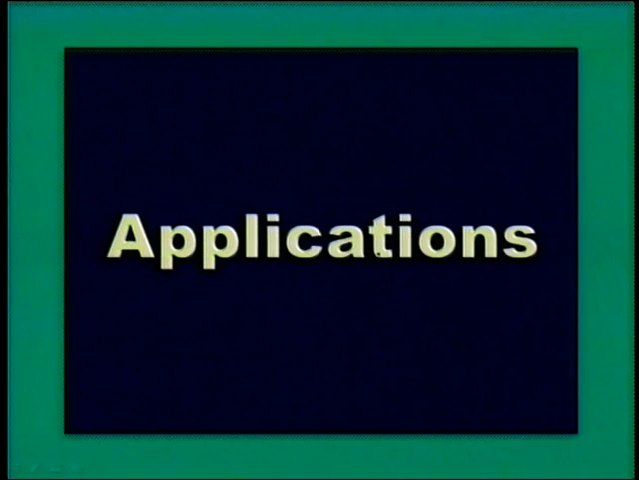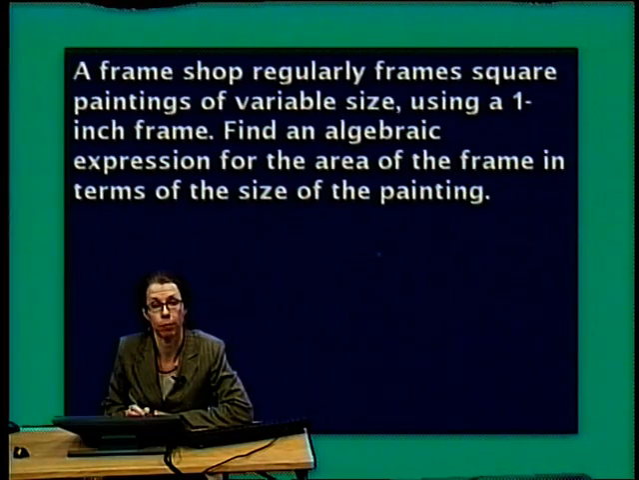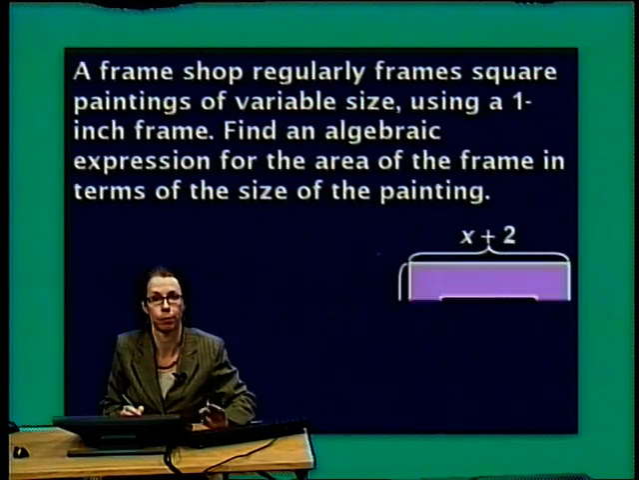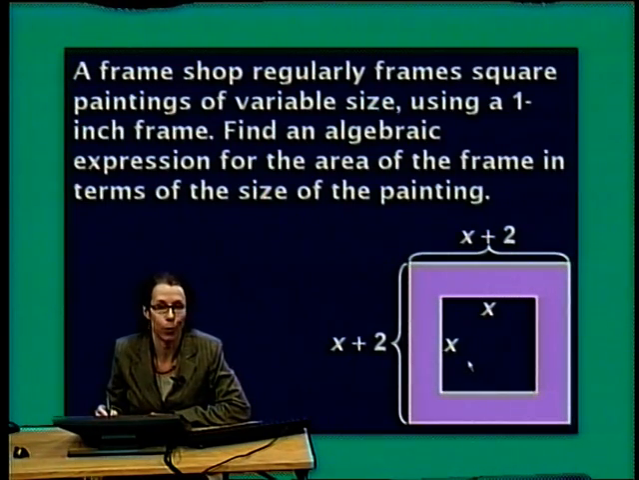So let's just do 2 applications. A frame shop regularly frames square paintings of variable size using a 1-inch frame. We're asked to find an algebraic expression for the area of the frame in terms of the size of the painting. Well, this is a mouthful. Let's draw a picture of what we have here. We have a square painting. The square painting is of variable size, so we're going to call the length of the side of the painting x.